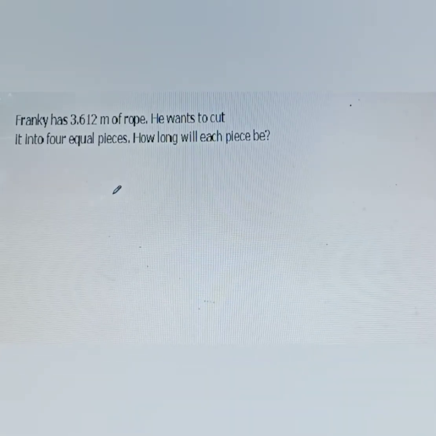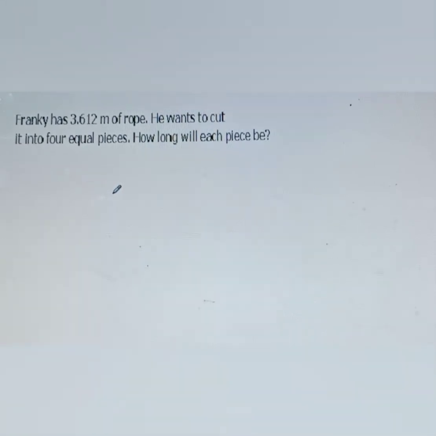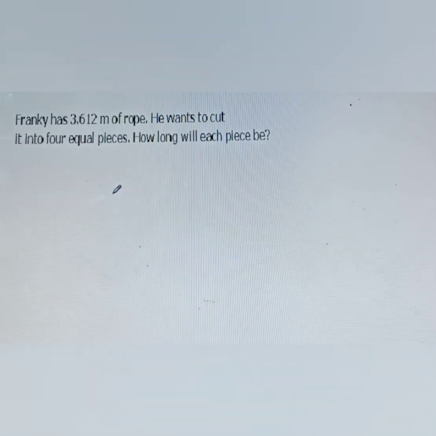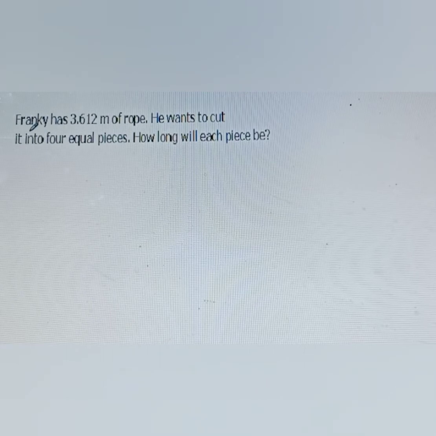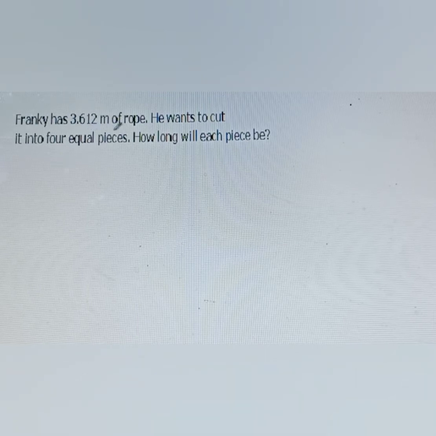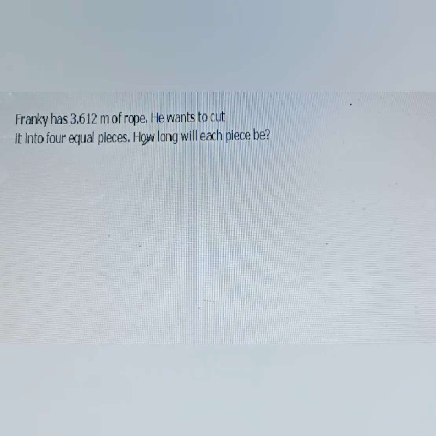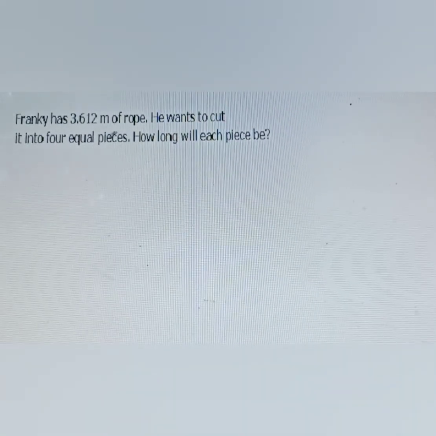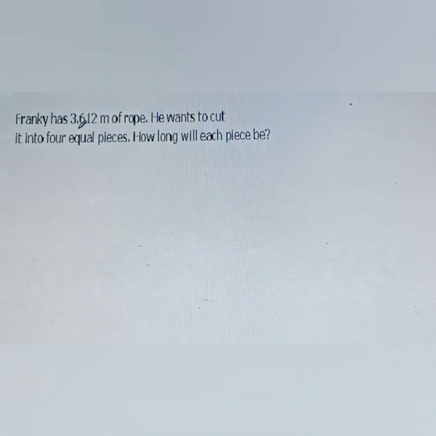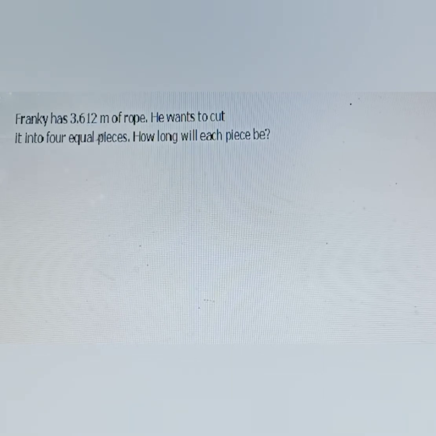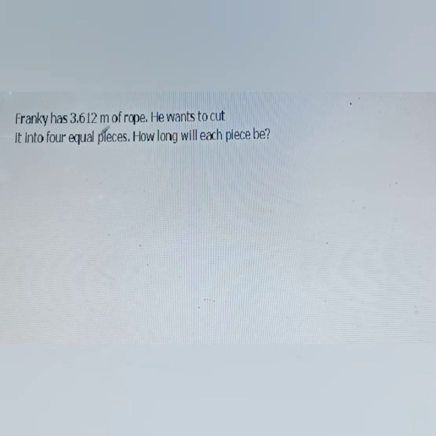Okay, let's start the lesson on division of decimals with this simple word problem here. Let me read the problem to you. Frankie has 3.612 meters of rope. He wants to cut it into 4 equal pieces. How long will each piece be? To get the answer, you simply divide, right? Divide 3.612 by 4, correct? So how do we divide a decimal by a whole number 4?